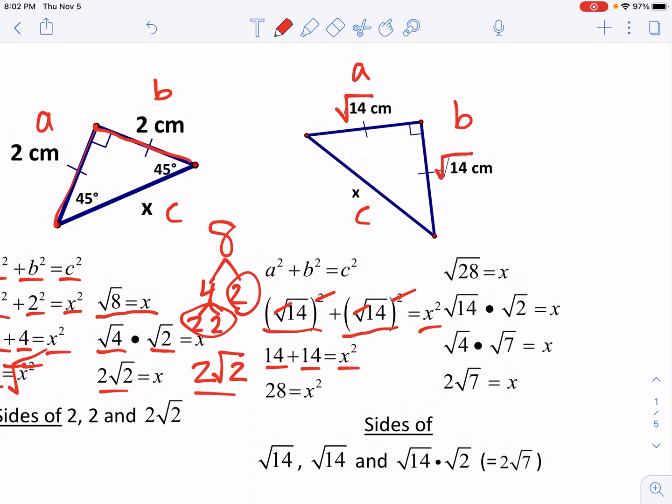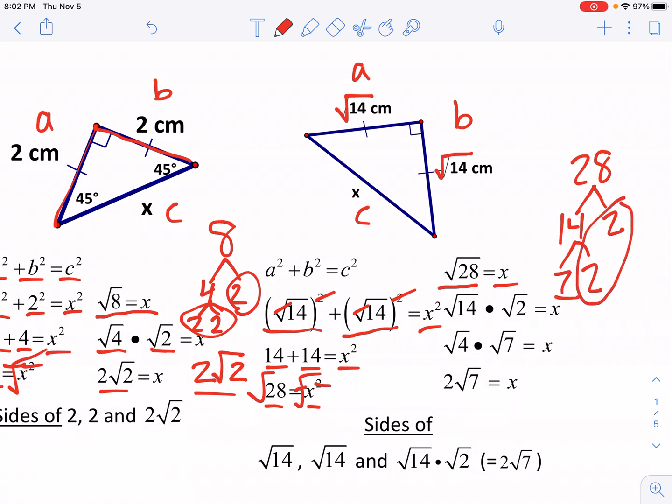What's 14 plus 14? 28. So we get 28 equals x squared. Square root both sides, and I get the square root of 28 equals x. Now again, they break this apart, and you can go through that process too. If you want to use our factor tree, we could break this apart kind of like they do with 14 and 2. And then 7 and 2. So this would give me my primes, right? Well, notice we have a pair of 2's, and then we have one single 7, okay? So I'd have 2 square root of 7, okay?